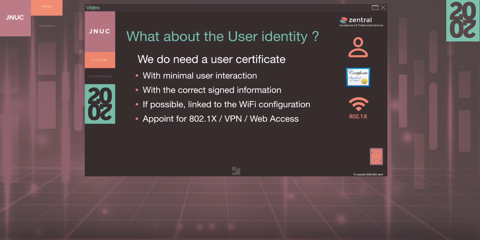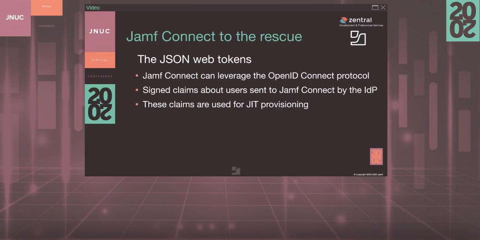And existing user certificates often get appointed for several use cases, like 802.1x, VPN, or web access. And here comes Jamf Connect to the rescue. Jamf Connect can leverage the OpenID Connect protocol. The use of JSON Web Tokens provides a way to carry a set of claims or attributes in a secure fashion. Signed claims about the user are sent to Jamf Connect from the IDP, and the payload can't be forged.